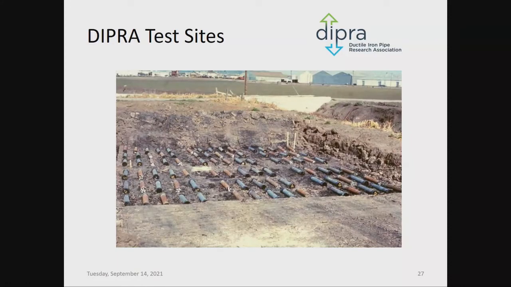So here's an example of how DIPRA helps. This is the DIPRA test site, and they have them all over North America, including in Canada. They have tons of different specimens of pipe, and this is how they do it. They actually put the pipe in air, or it's covered, or it's cathodic protected, and we see how it reacts.